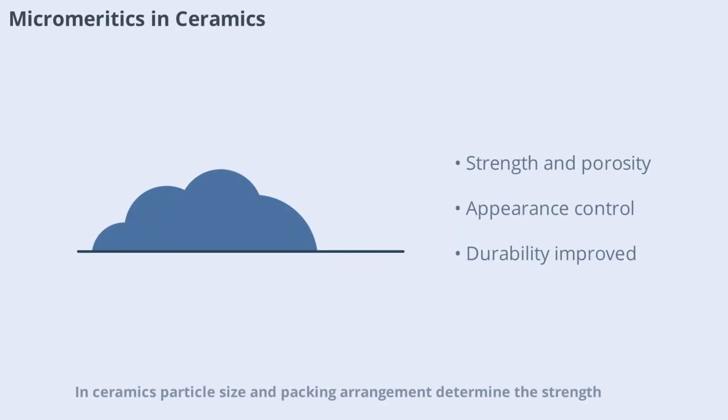In ceramics, particle size and packing arrangement determine the strength, porosity, and appearance of the final product. Micromeritics helps manufacturers control these properties, leading to higher quality and more durable ceramics. The same principles apply to other industries, such as food and cosmetics, where texture and stability are important.